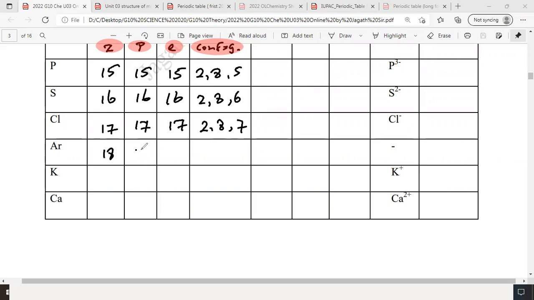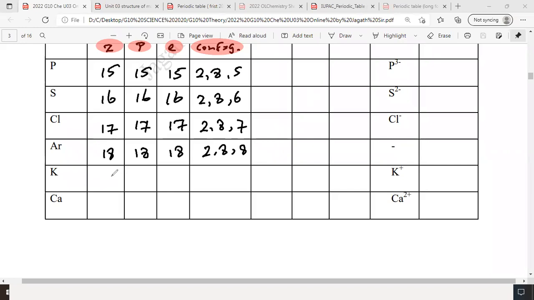Argon. Who can tell me the electronic configuration of argon? Atomic number 18, protons 18, electrons 18. Others, the same set of students raising the hand most of the time. Sandosha, Dimoksha. 2,8,8. Argon 2,8,8.